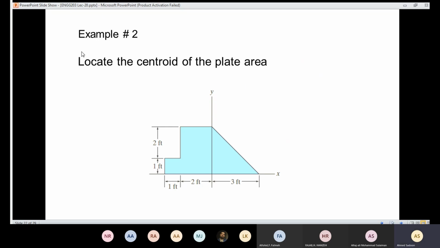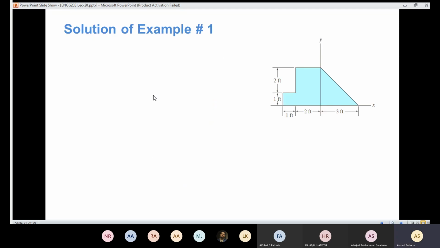So the question is, we need to locate the centroid of the plate area. So here we are dealing with area. That means it's required to determine the area centroid. I'm going to have a dimension in x and a dimension in y. So let's see how we are going to handle this problem. We say that the first step is to divide the composite body into simpler shapes. So here we have a composite body. We need to divide it into simpler shapes.